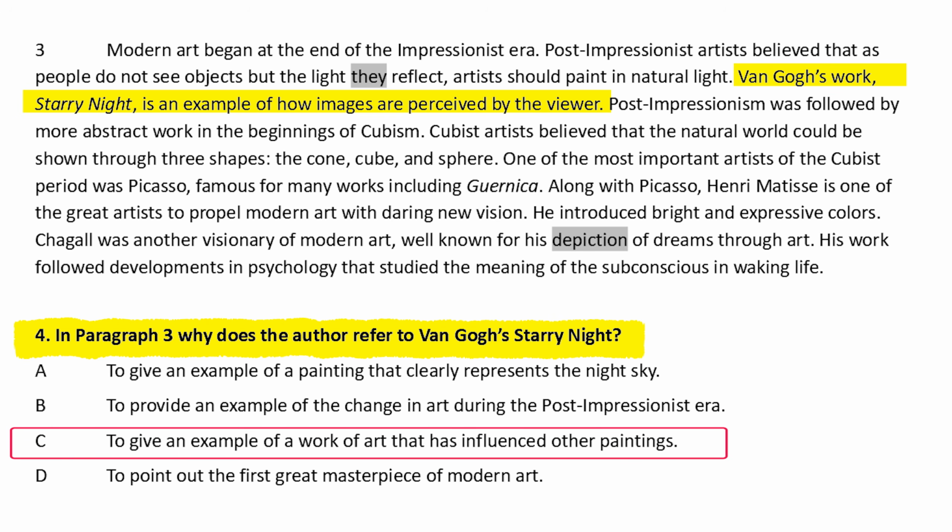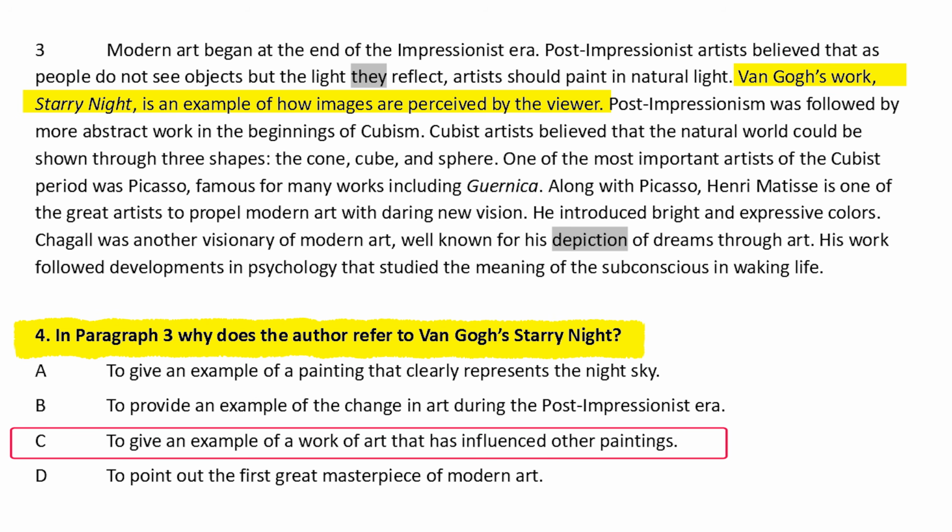Now, let's see why the other answer choices are incorrect. C says, to give an example of a work of art that has influenced other paintings. Now, it's true that Starry Night is famous and probably did inspire other artists, but that's not the reason it's mentioned in this paragraph.